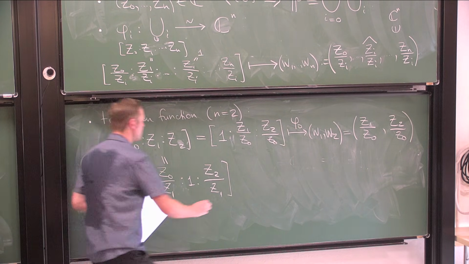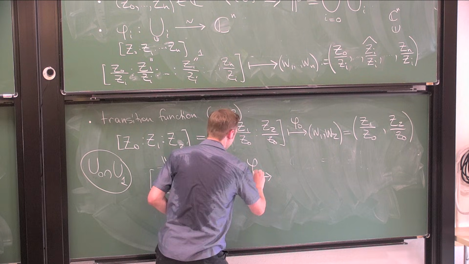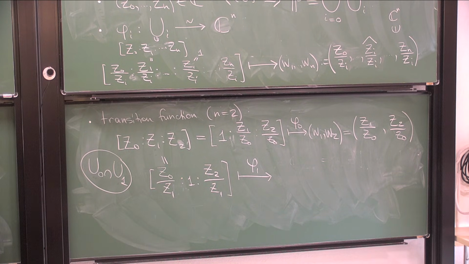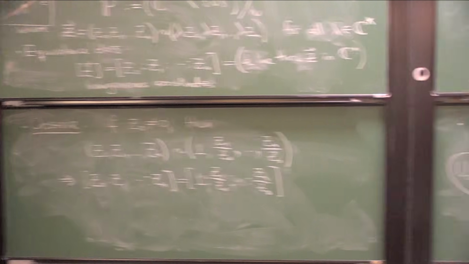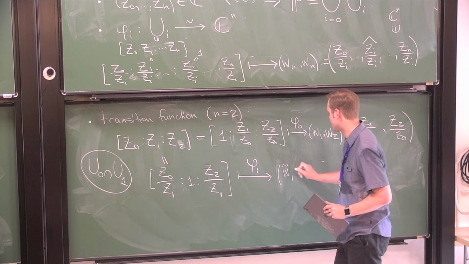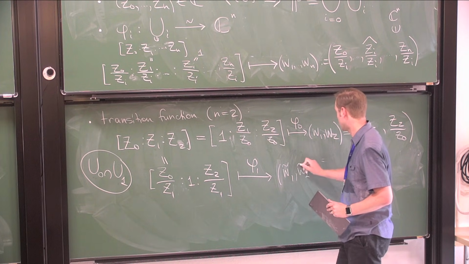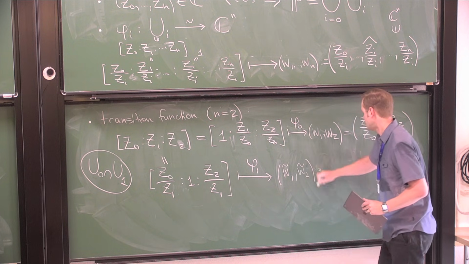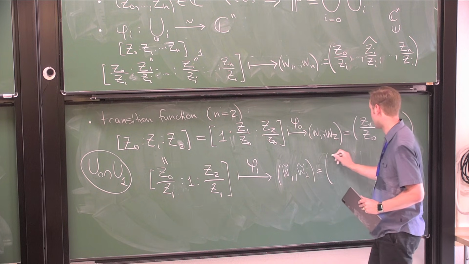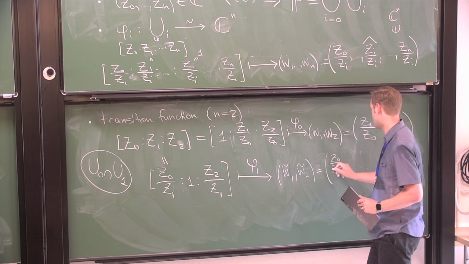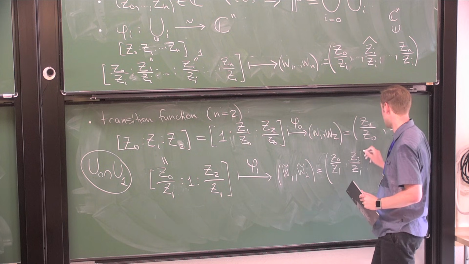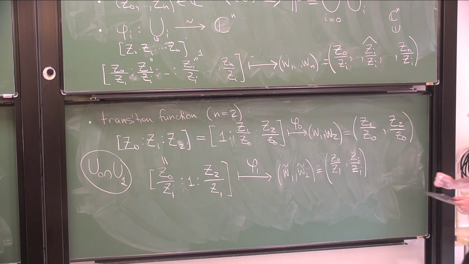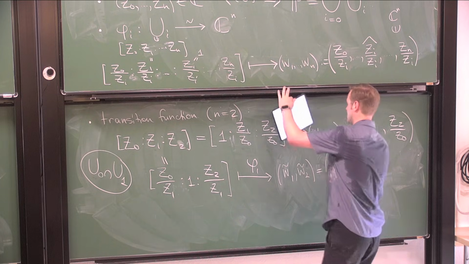Right? And similarly, my prescription, in this case it's the chart phi 1, says drop this middle coordinate and just extract. Now I will call them maybe w1 tilde, w2 tilde, and just get the two non-trivial complex numbers, z0 over z1 and z2 over z1. Right? Okay.